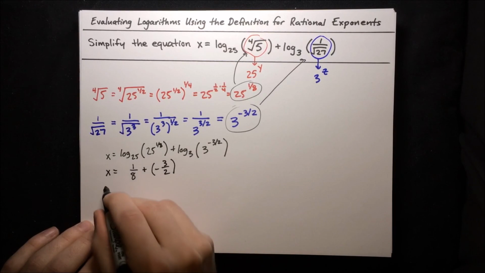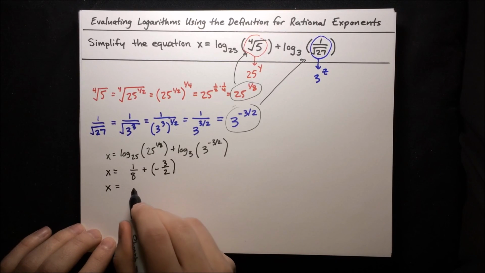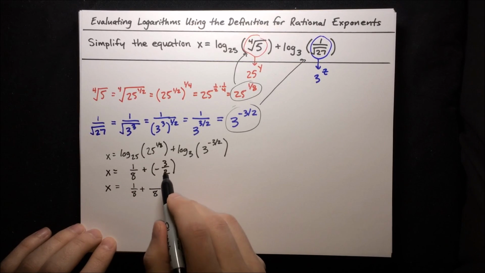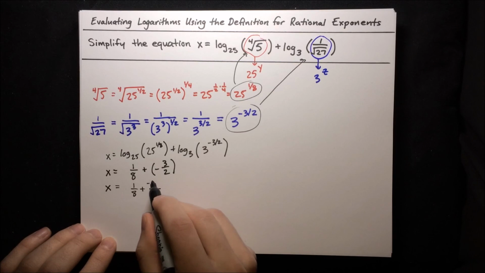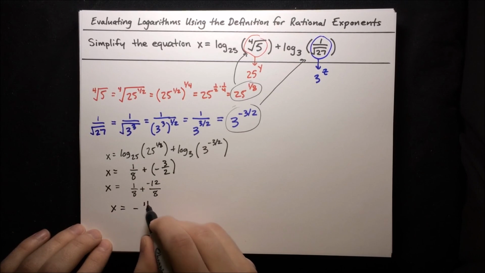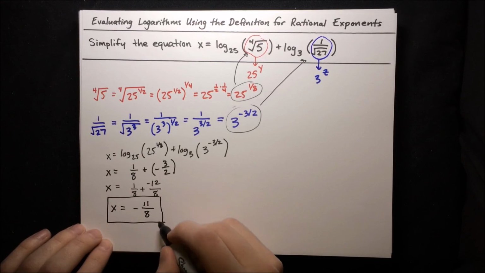And to compute that, let's get a common denominator. How about a common denominator of 8, so 1/8, and then plus, over 8, you just multiply by 4 on top and bottom, so plus negative 12. So x is just equal to negative 11 over 8. And there we go, we have it.